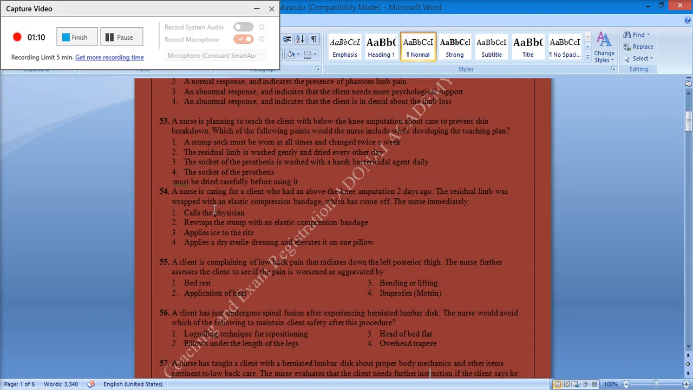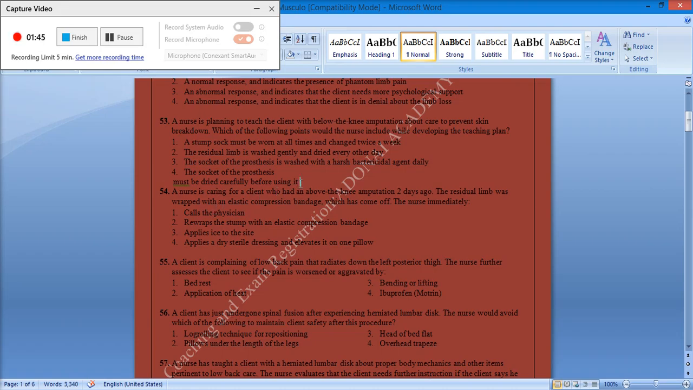53. A nurse is planning to teach the client with below the knee amputation about care to prevent skin breakdown. Which of the following points would the nurse include while developing the teaching plan? 1. A stump soak must be warm at all times and changed twice a week. 2. A residual limb is washed gently and dried every other day. 3. The socket of the prosthesis is washed with a harsh bactericidal agent daily. 4. The socket of the prosthesis must be dried carefully before using it.